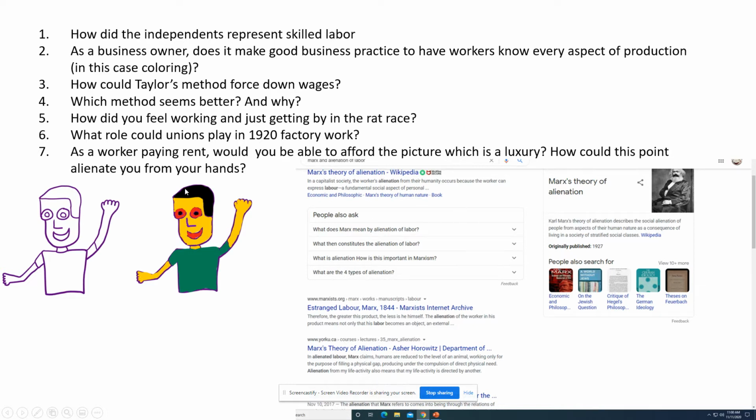I did a search for alienation of labor, and you come up with a Marxist theory, alienation of one's labor.